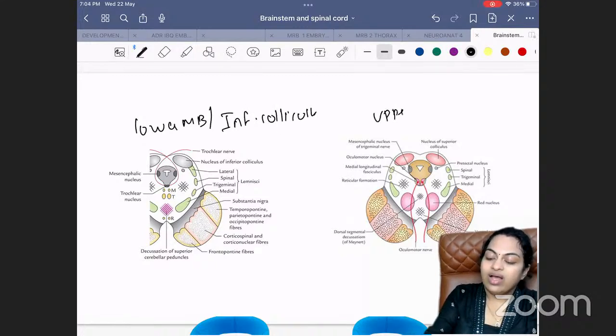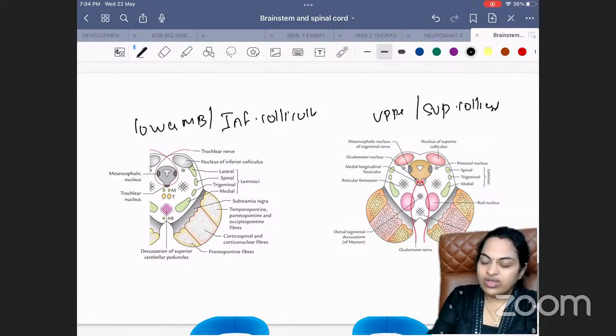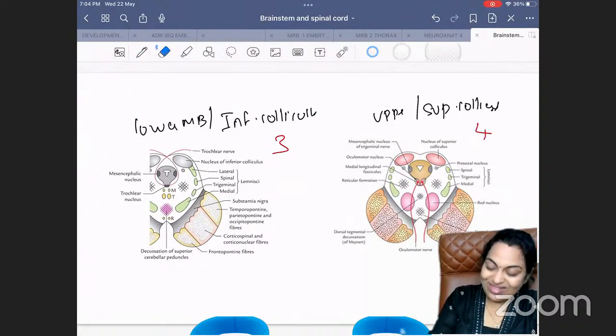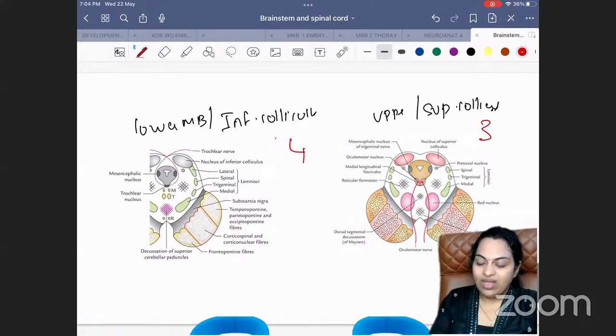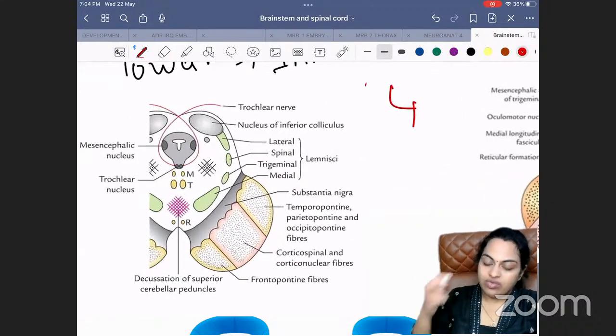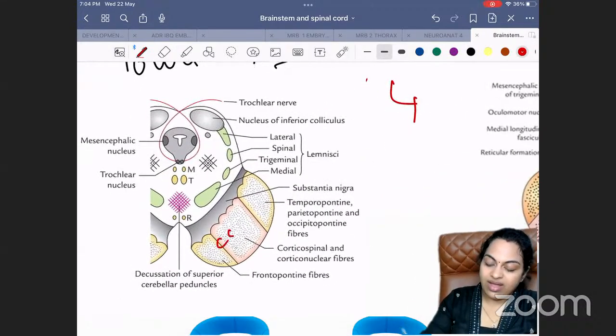Upper midbrain at the level of superior colliculus. Okay. So the cranial nerve that you see here at the inferior colliculus level will be 3. And superior colliculus, I'm sorry, it's exactly the reverse. The inferior colliculus will be 4, superior colliculus will be 3. Okay, so this is the crus cerebri, substantia nigra.